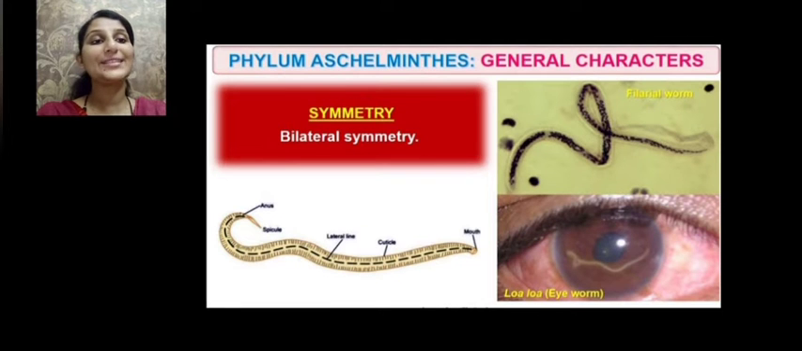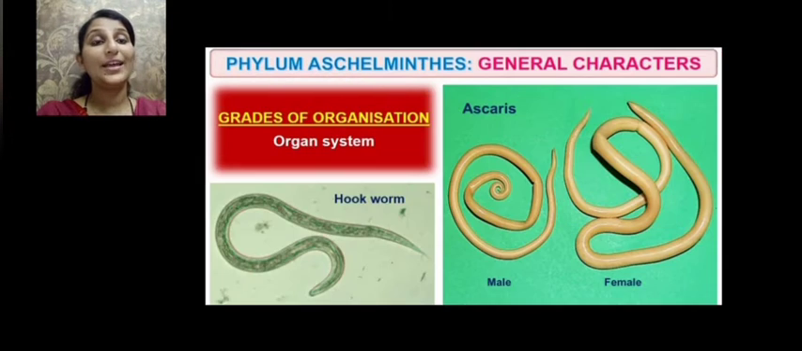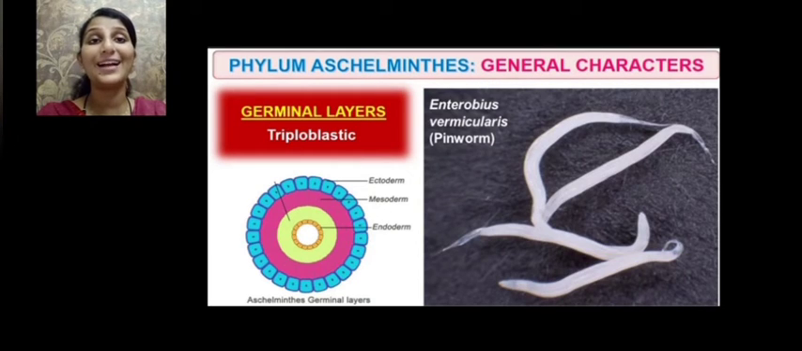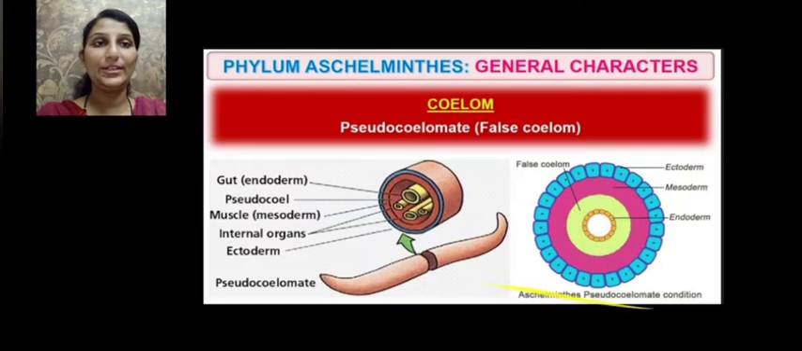And in this figure, we can see a Loa loa eye worm, which is seen within the eyes. You can see this, okay? So examples are filarial worm, then Loa loa, hookworm, Ascaris, that is a roundworm. All these come under the phylum Aschelminthes, that is roundworms. And the number of germ layers, they are triploblastic. That is, we have an ectoderm, the mesoderm, and the endoderm.